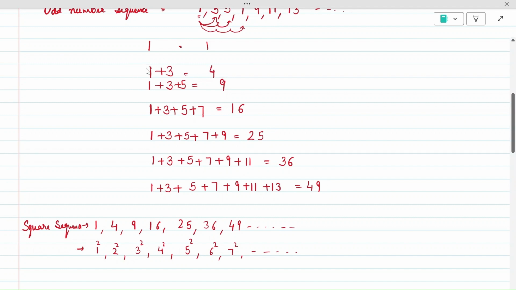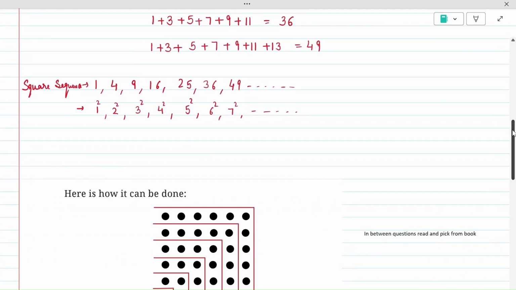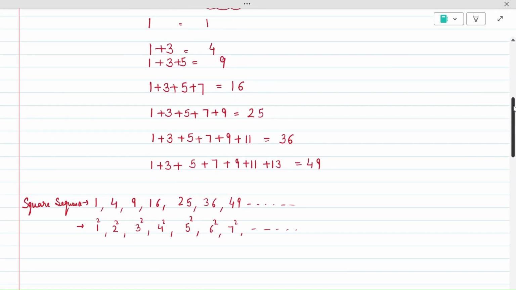Now we can also visualize how adding this will give us the square sequence. When we are adding the odd numbers up, visually also we can see that we will get square numbers. Okay, so that is another part of this. I will just come to this.